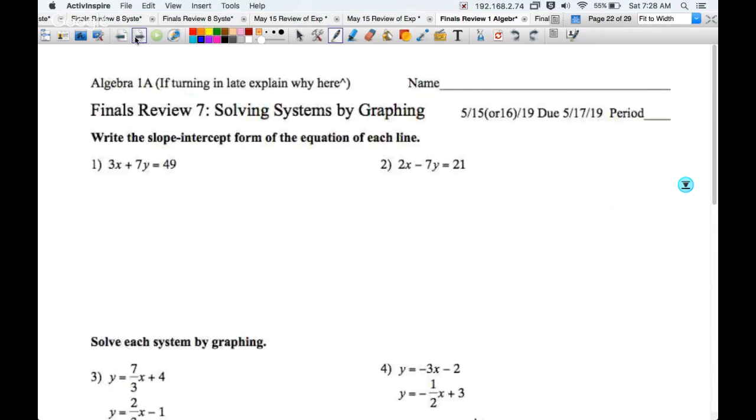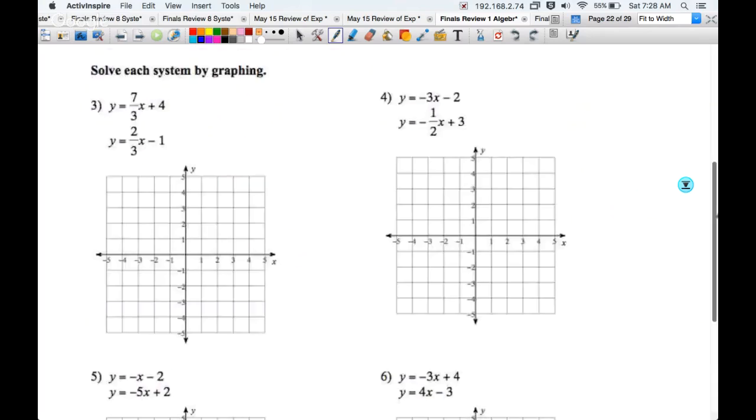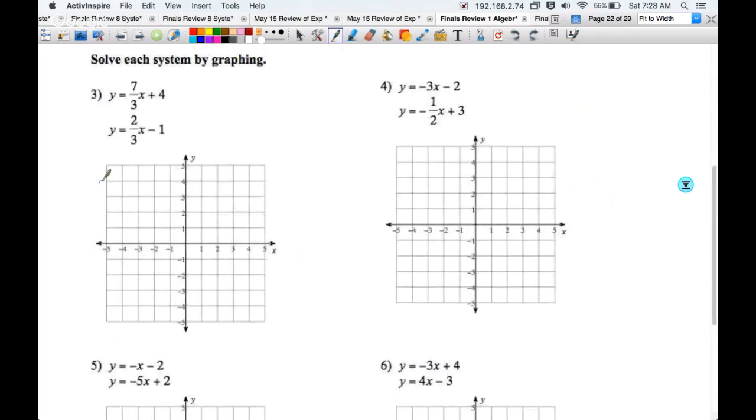On to number 7, systems by graphing. It starts with a little converting standard form to slope-intercept form. It's a very useful skill. Time to solve these systems.